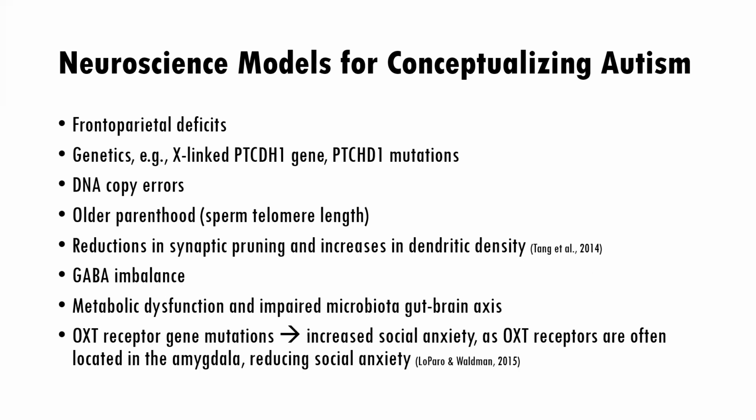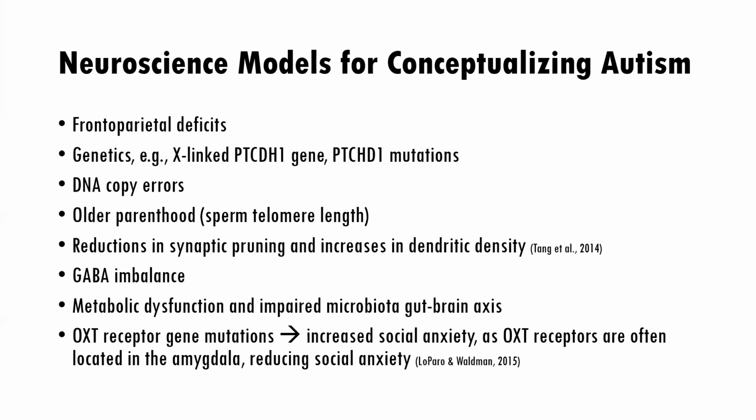GABA imbalance is another piece. And that can create anxiety. In fact, a lot of children with autism and adults experience quite significant anxiety in social situations. They want to make friends, they want to have significant relationships, but it can be quite difficult for them to initiate and manage and sustain them.